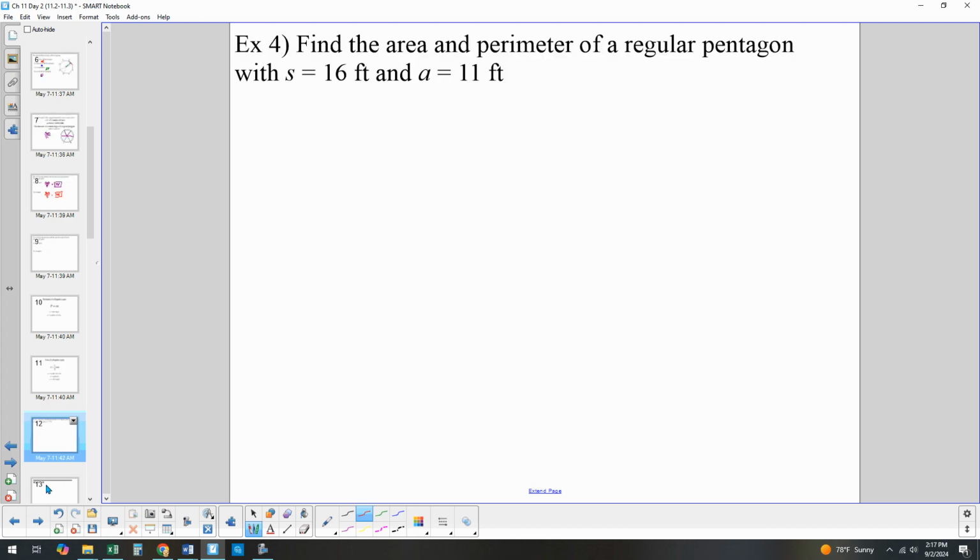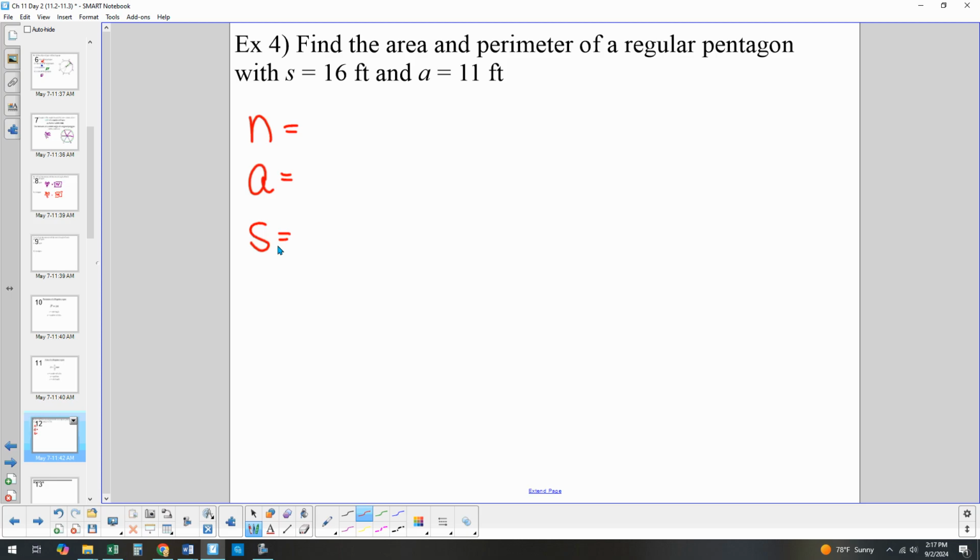So for example 4, we want to find the area and perimeter of a regular pentagon with s equals 16 and a equals 11. Now there's not going to be any real work for us to do in this, but every time I'm finding area of a polygon, I'm going to set up on the side n equals, a equals, and s equals. It helps me organize my information. It helps me know that I'm using the right things in the problem.